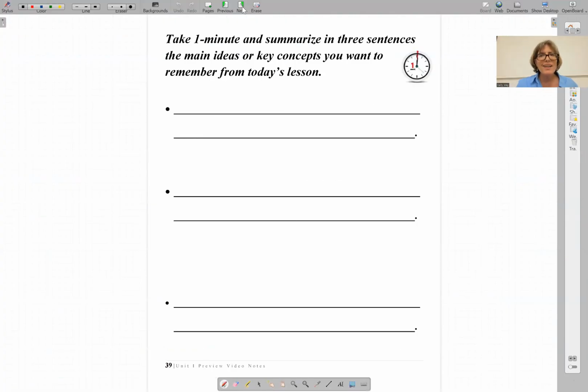Summarize today's lesson and write out your work.